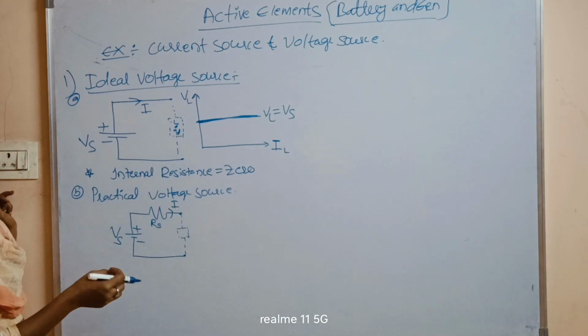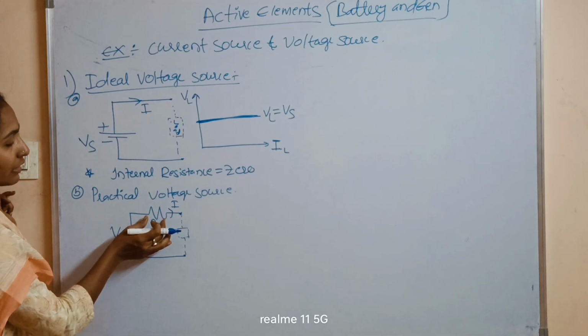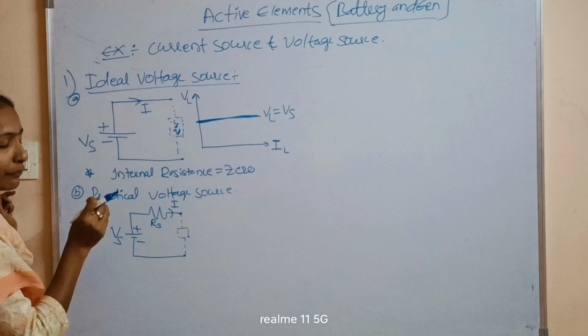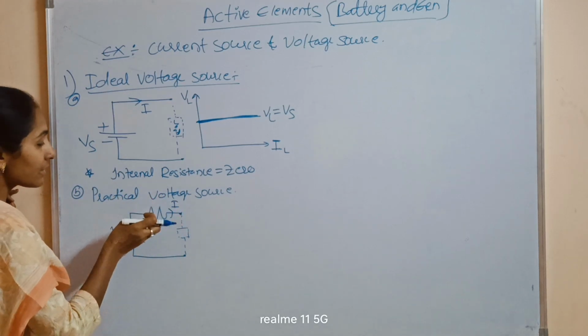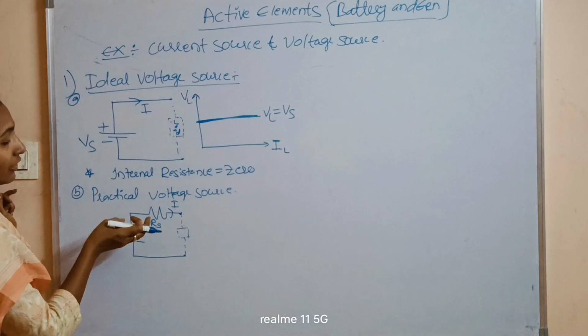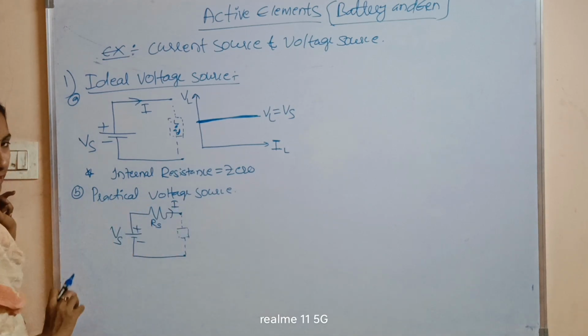So how can it vary? Why? Because here some resistor is there. This resistor always dissipates energy in the form of heat. So some voltage drop will occur at this point. That's why it is not exactly equal to the source voltage at the load terminals.